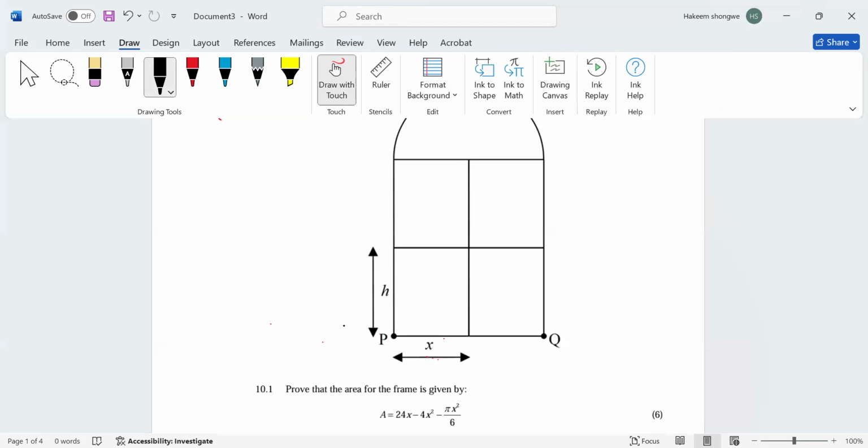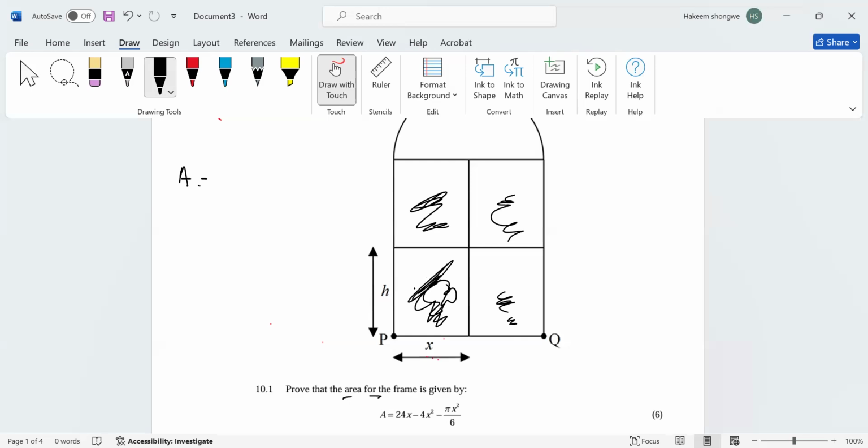Maybe let's start with what we are looking for. Actually, they say we should prove the area. So let's start with the area. How would you get the area? All in all, you are going to get the area of the small rectangles, and then the area of the semicircle.